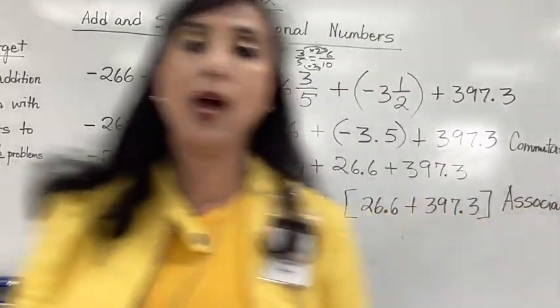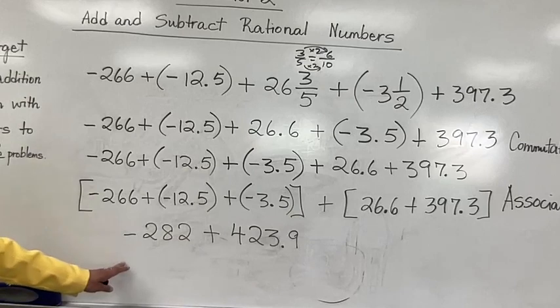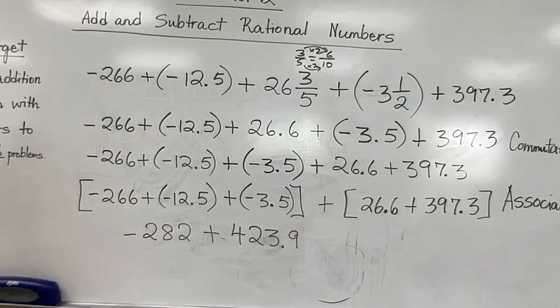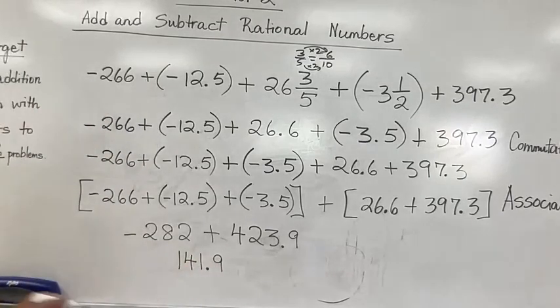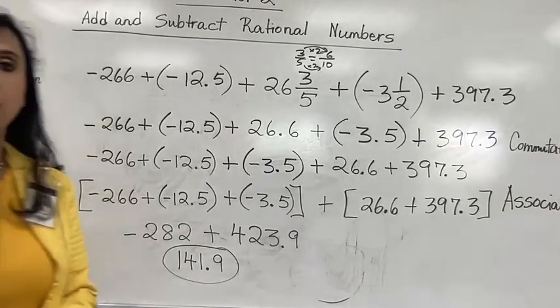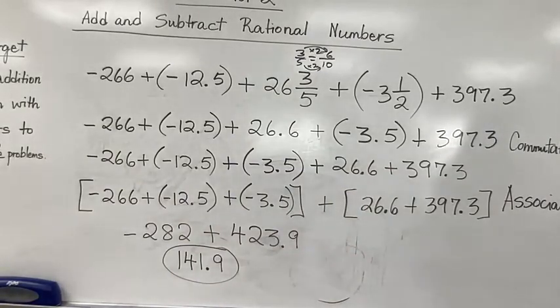And now all I do is I am going to add these numbers. And since they are opposite signs, I am going to have to subtract and give the sign of the bigger number. So when I subtract, because of the opposite signs, 423 and 9/10 minus 282, I'm going to get 141 and 9/10. The sign in front of the bigger number is positive. So therefore, my answer is going to be a positive rational number. So this is with me converting them to decimals.